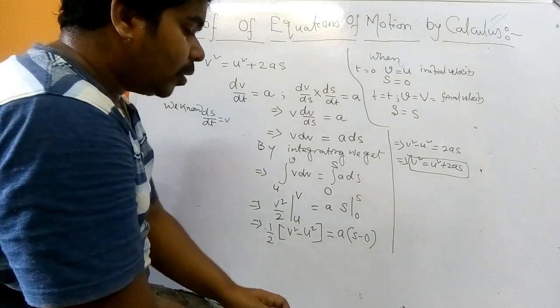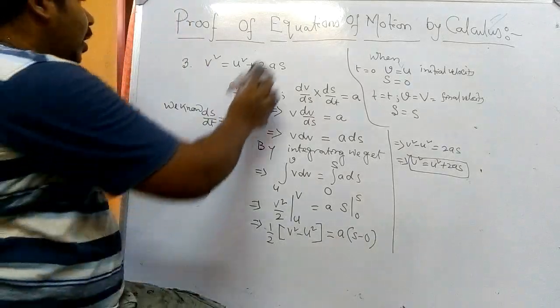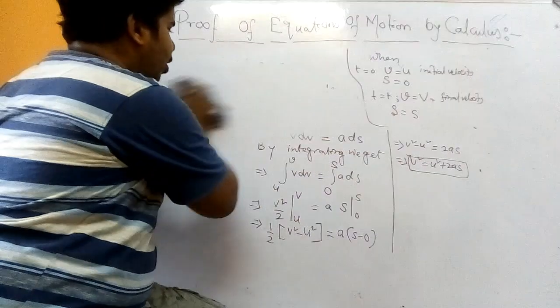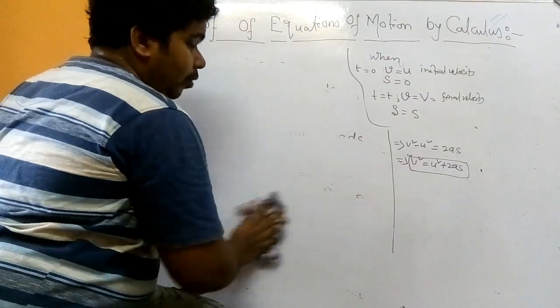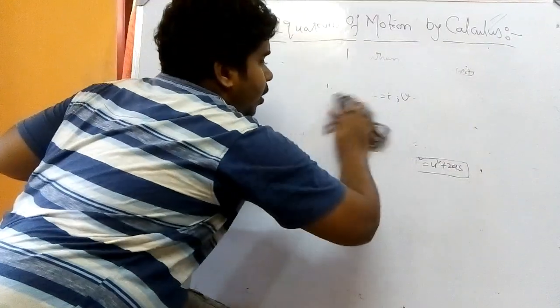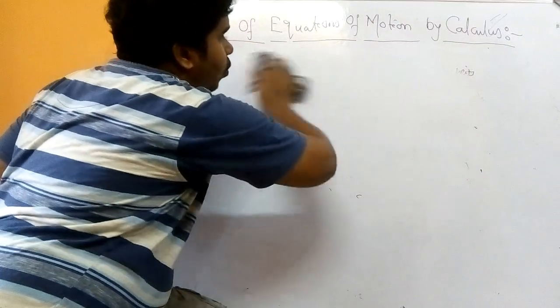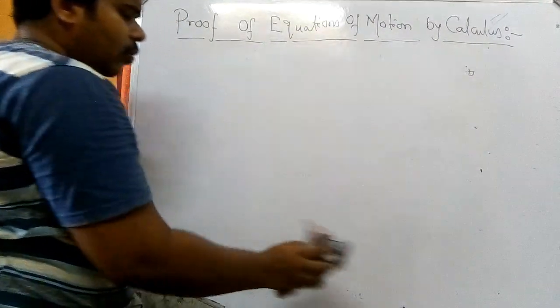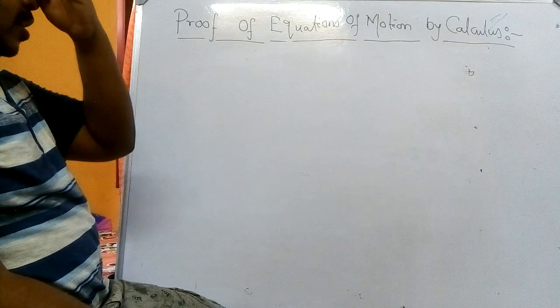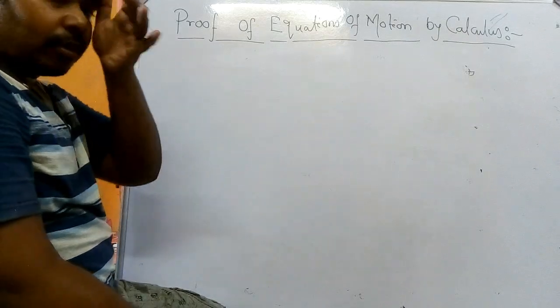Now we'll go for the last thing, which means one more equation. We have already done 3 equations, so apart from this, one more equation is there. It is also one kind of equation of motion, but it is not taken as an equation of motion.